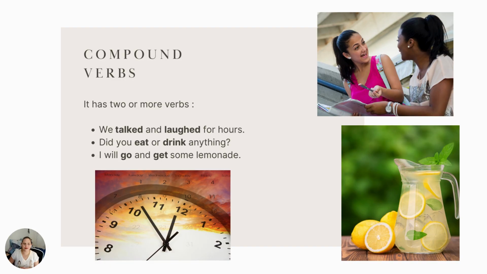The next one is a sentence, but it's a question. A question is a sentence. So: did you eat or drink anything? And then the last sentence is: I'll go and get some lemonade. So, going back to the question, eat and drink are two verbs. They're both in the present, but the question is in the past.